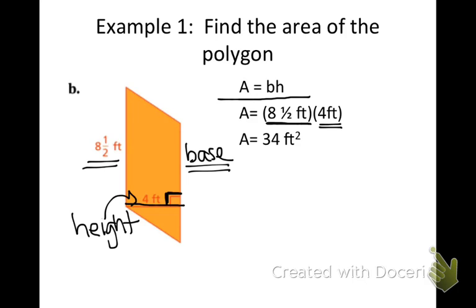And 8.5 times 4 gives me 34. And again, here's my feet squared, because I have feet times feet, that gives me feet squared. But that doesn't mean I multiply again. That's just how I write the units. Let's go ahead and write all that down.